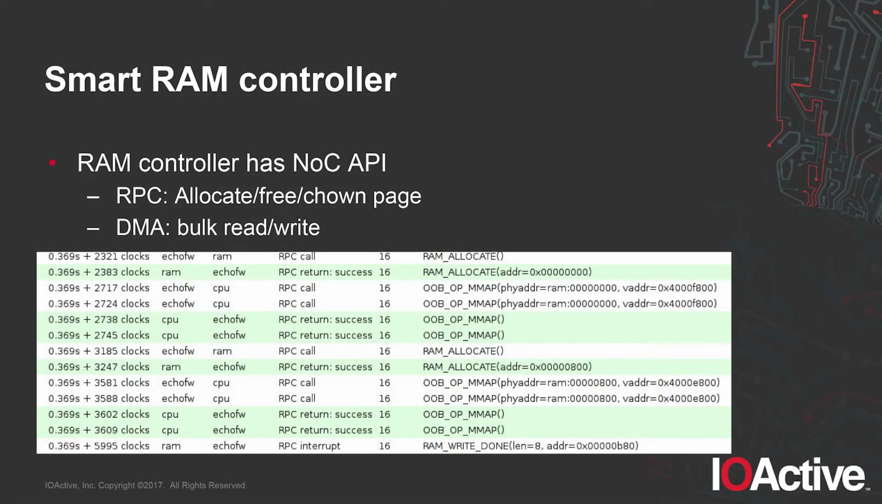And then after that's done, we allocate another page of memory. I believe this is stack and this is BSS. Then we do a DMA write, which doesn't show in this capture because I'm only looking at control plane traffic. And we get a message back from RAM saying, hey, successful write to this page.